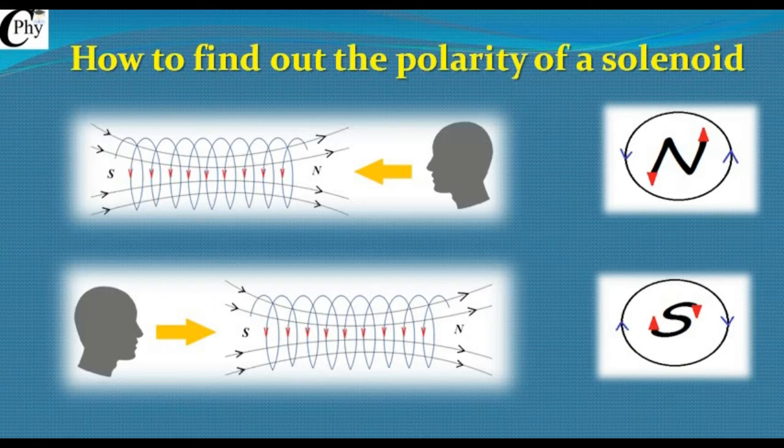Now you can remember the current direction and the polarity of the solenoid by a simple method. You just need to add arrows on N and S in this direction. So for the north pole, current is in counterclockwise direction, whereas for the south pole, it is in clockwise direction.